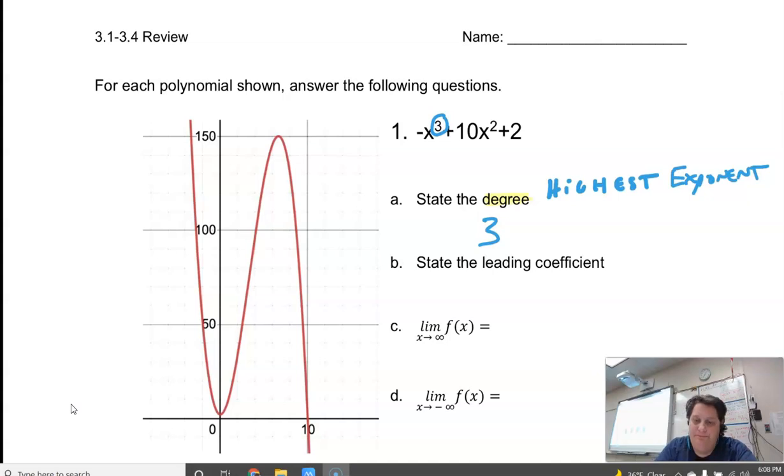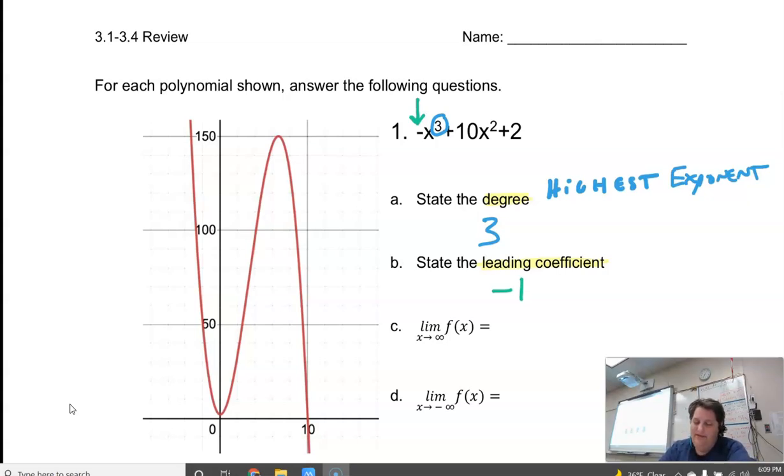Then we have this word, the leading coefficient. Remember, we talked about this in class. This is like the line leader. When we write it in order, it's the number in front of the highest exponent. So the leading coefficient here is -1.